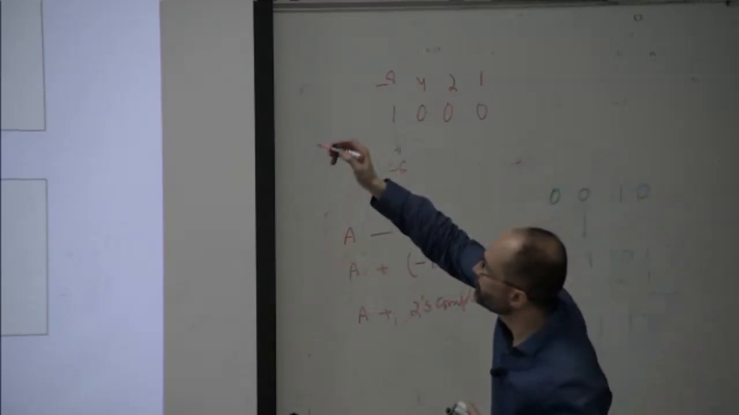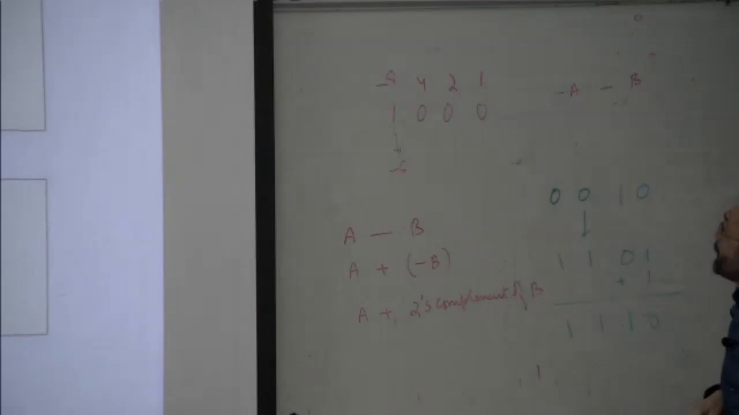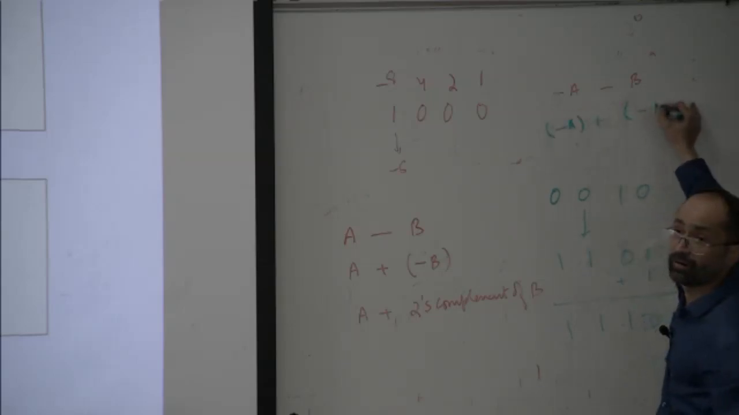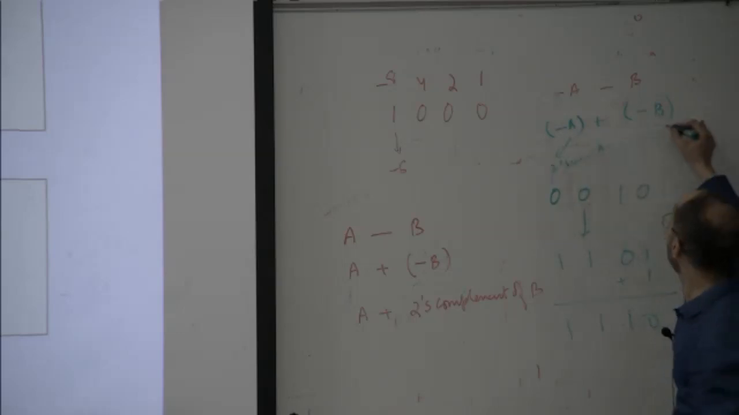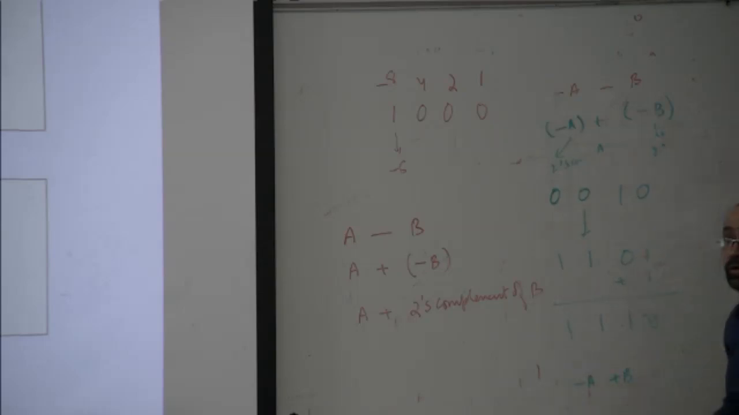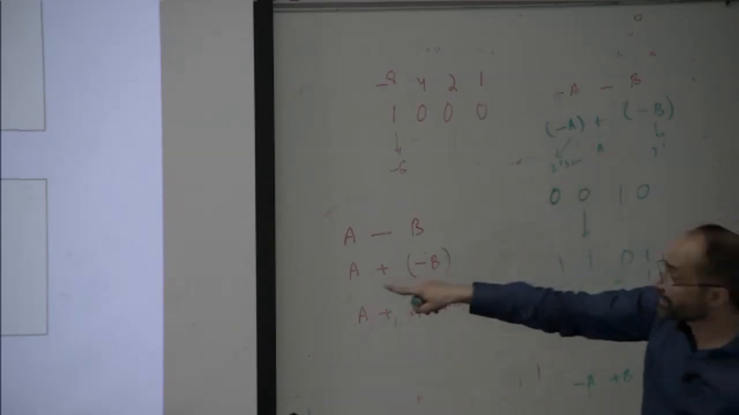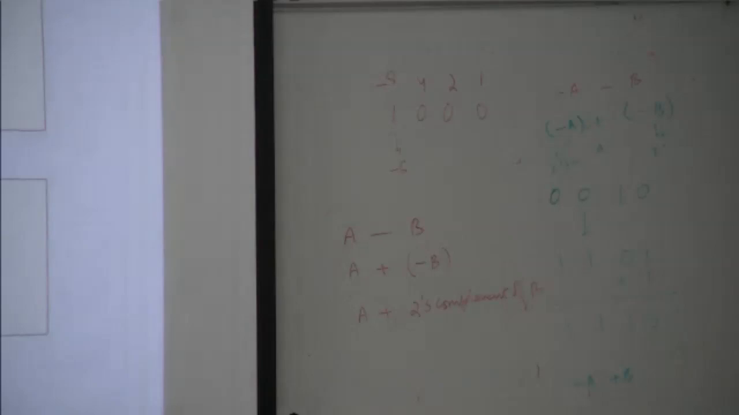So now the first example. How can we compute minus A minus B? Minus A plus what? Minus B. So what do we do? 2's complement of A and plus 2's complement of B. Got it? So how do you solve it? Now is there any overflow or no overflow? No overflow.